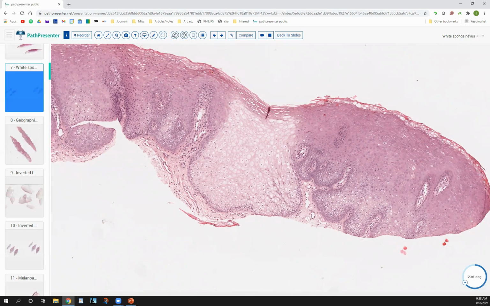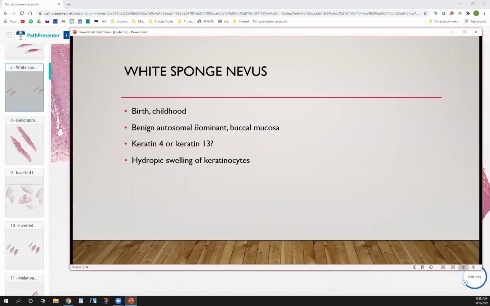And again, we find out that this is a younger patient, maybe a child. This is a nice example of a white sponge nevus, a very characteristic look to this. Here's some notes I made on that.